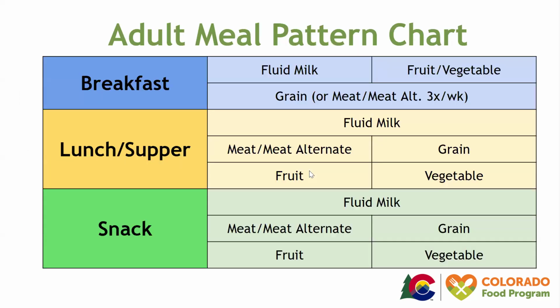The adult meal pattern is the same, just with different portion sizes. So for breakfast for adults, it also includes 3 components: fluid milk, fruit, vegetable, or combination of both, and a grain or a meat alternate may be substituted 3 times per week. Lunch and supper require all 5 components: fluid milk, meat alternate, grain, fruit, and vegetable. And then snack is 2 of the 5.